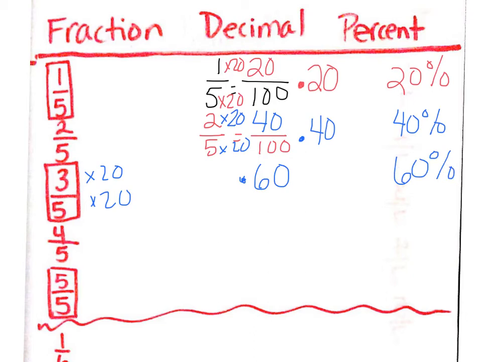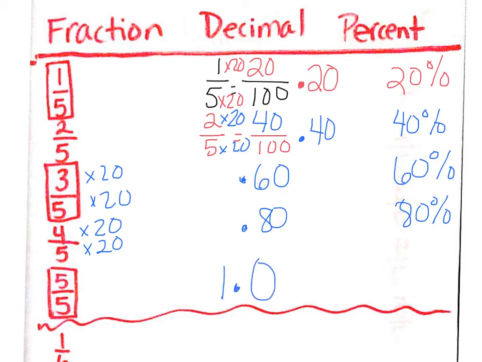4/5 times 20 again. It's kind of like if you took a test that only had 5 questions on it, each question would be worth 20 points. So 0.80 and 80%. And then 5/5, just like all of the other whole numbers, is written 1.0 or 100%. So the halves, fourths, and fifths are pretty easy. The thirds weren't so bad because they were repeating decimals. The sixths get a little bit trickier.